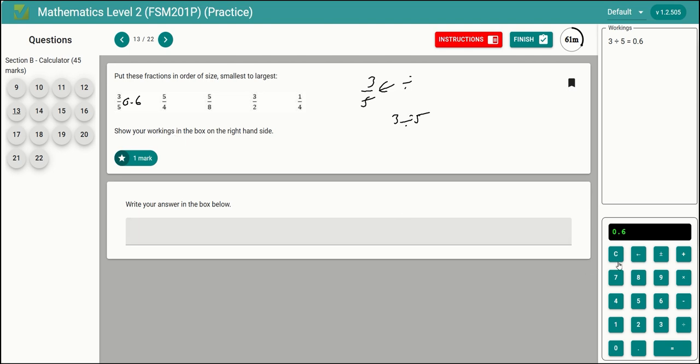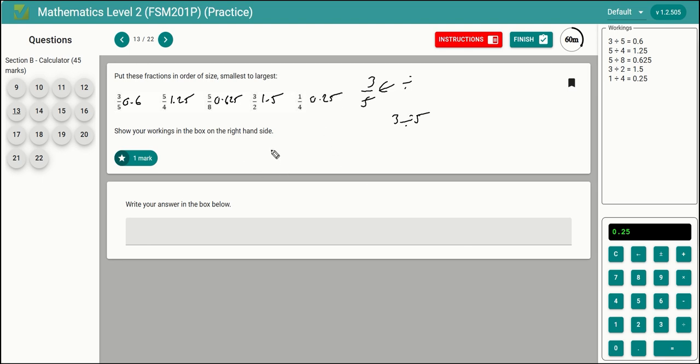Okay, let's go again. Let's try 5 divided by 4. 1.25. Okay, let's try 5 divided by 8. 0.625. 3 divided by 2. I mean, some of these you might know, but we've got a calculator, you might as well use it. So that is 1.5, and 1/4 is probably the one you're most likely to know, I would hope, but if not, again, just type it in. 1 divided by 4, 0.25.